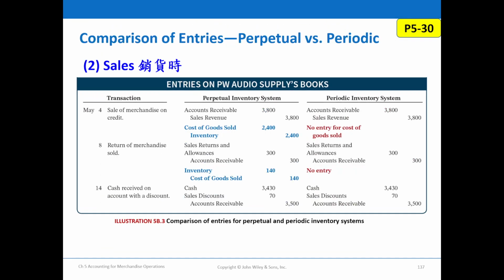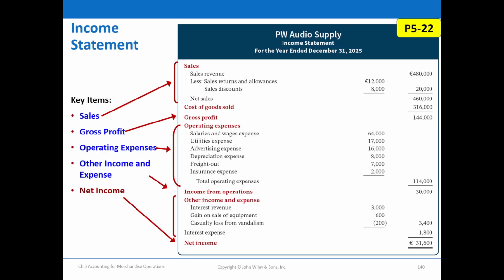No problem then. Let's go to the last one on your slide, page 140. For the statement of comprehensive income, the financial statement here, we talk about revenue minus expenses, and we get the profit, right? So the first part is what? Revenues.